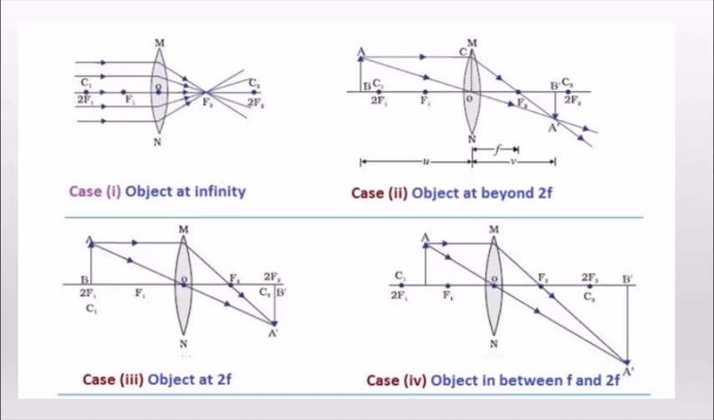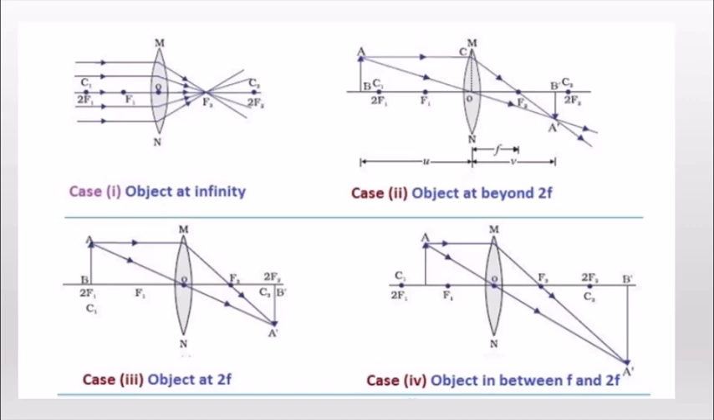Second case is when you keep the object beyond 2f1, that is outside 2f1. So again there is refraction happening: AC is the incident ray, then CA is the refracted ray, then again it is passing through O, and when they meet together, that is between f2 and 2f2. So the image is smaller, and it is again real and inverted.